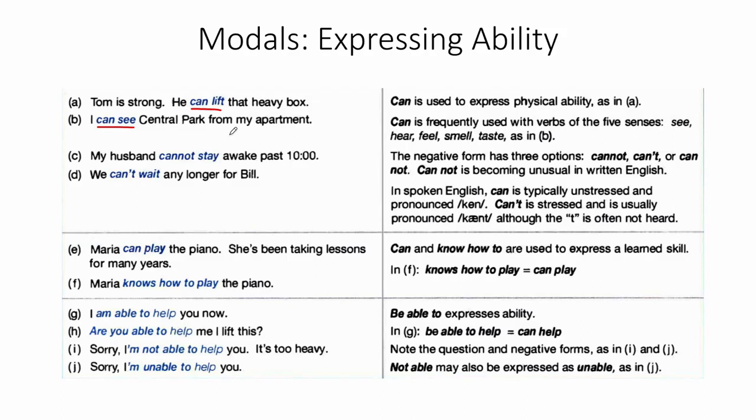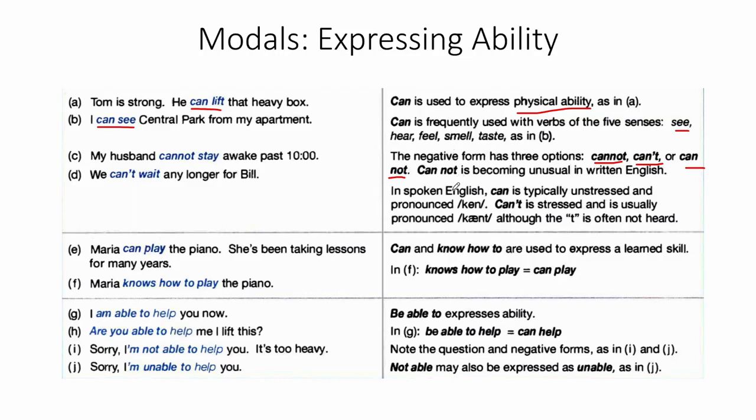Ability is something that you can do. Can is used to express either a physical ability, as in he can lift that heavy box. Can is frequently used with verbs of the five senses, like see, hear, smell. I can see Central Park from my apartment. The negative form has three options: the full form, cannot, the contracted form, can't, or the full form without attaching the negation to the modal, can not.